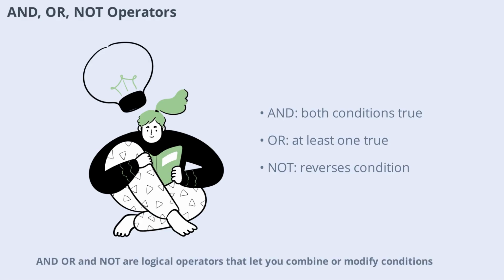And, or, and not are logical operators that let you combine or modify conditions. And requires both conditions to be true, or requires at least one, and not reverses a condition.